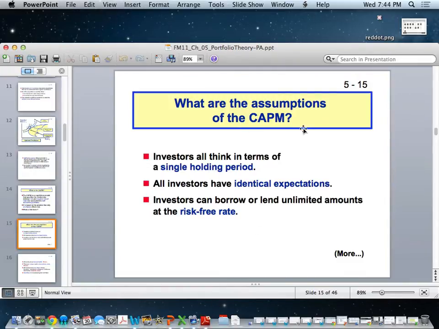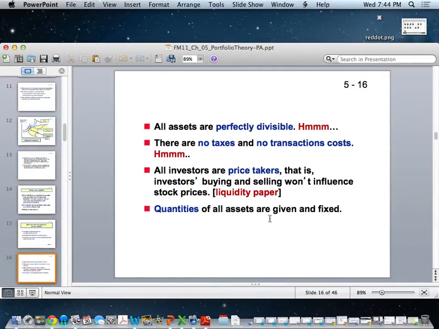What are the assumptions of the CAPM? All investors think in terms of a single holding period, they have identical expectations, and they can borrow or lend at the risk-free rate. Now look at this here. This is where I'm relaxing some of the assumptions, and you are ahead of the guys who wrote this book and this theory. All assets are perfectly divisible. Are they? Can you buy me 0.2 gallons of milk? How about 1/3 of a Chevy?